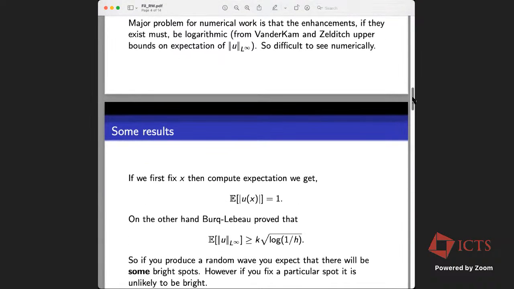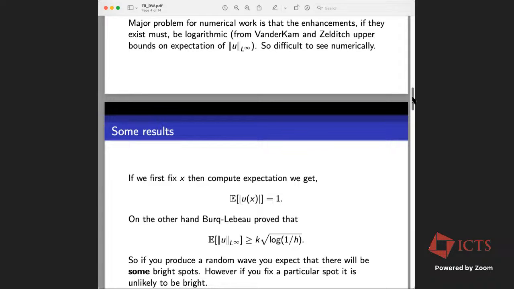So here are some results, some things that we do know. So firstly, if we fix an X and then compute the expectation, so this is taking the expectation of a value of U of X, that expectation is exactly equal to 1 under this normalization.